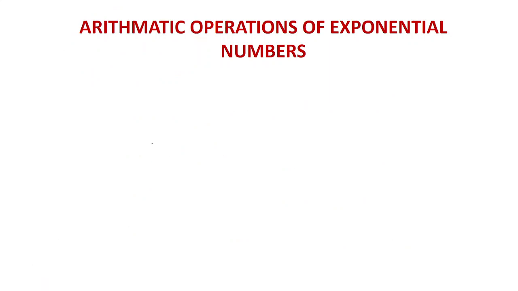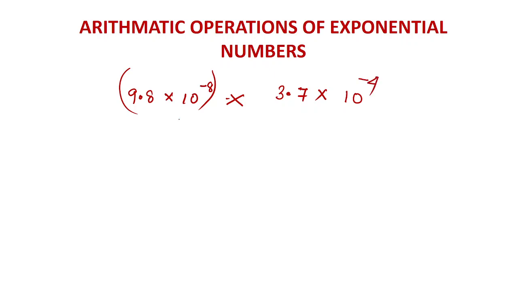Now in case of multiplication and division, that's very simple. Here nothing is there. Suppose you have been given 9.8 into 10 to the power minus 8, and you have been again given multiply. So this is the first value and you are to multiply this one by suppose some 3.7 multiplied by 10 to the power minus 4. Now you have to multiply these two numbers. Now how we are to multiply?